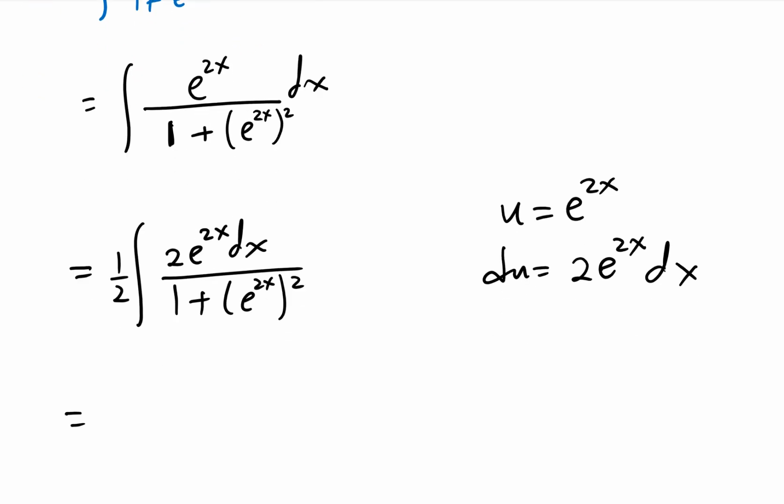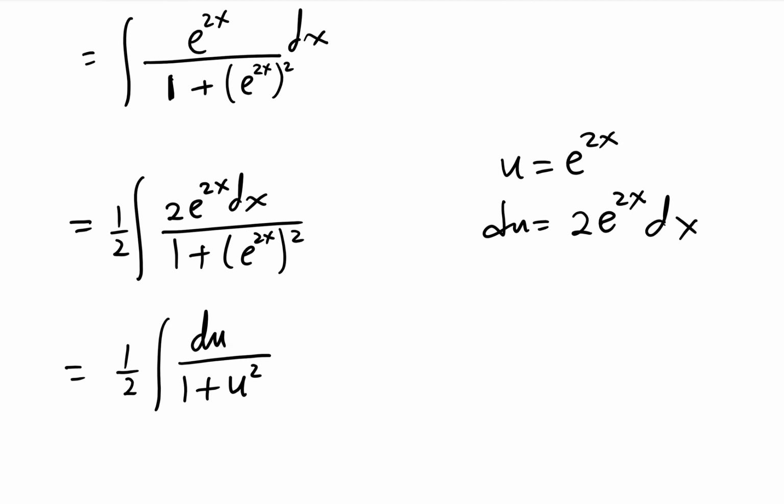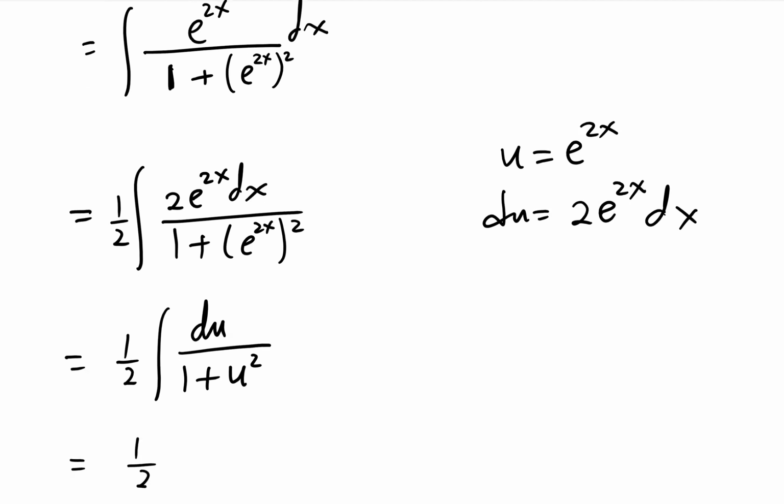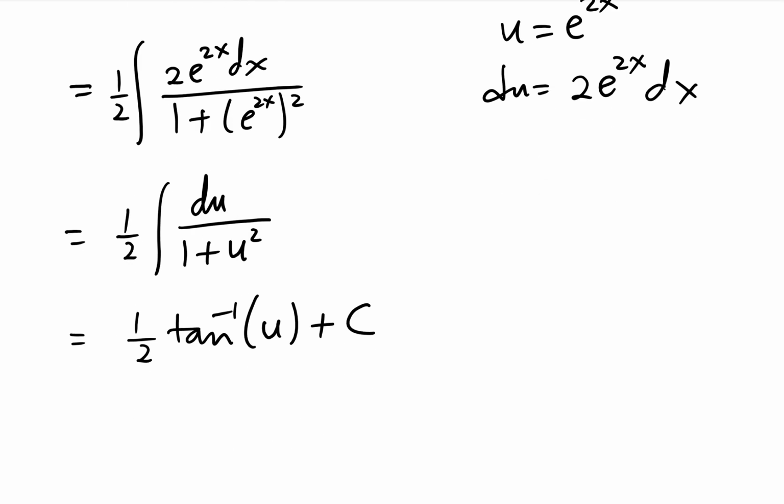Then keep the 1/2 out. The top is du, the bottom 1 plus u squared. That reminds me of a formula. 1/2 tan inverse of u plus c. But don't forget to replace the u with the x term, which is e to the 2x.